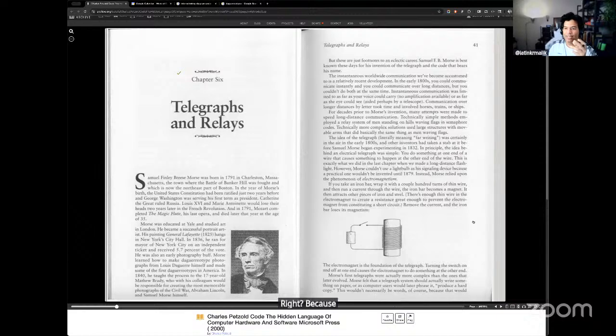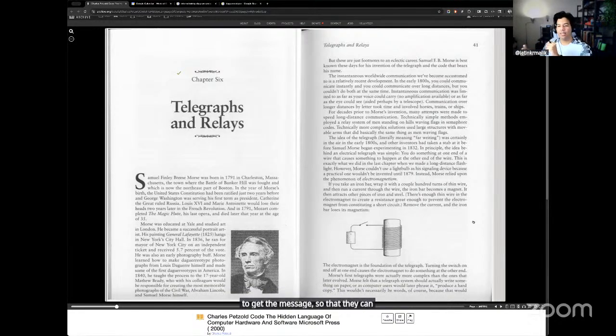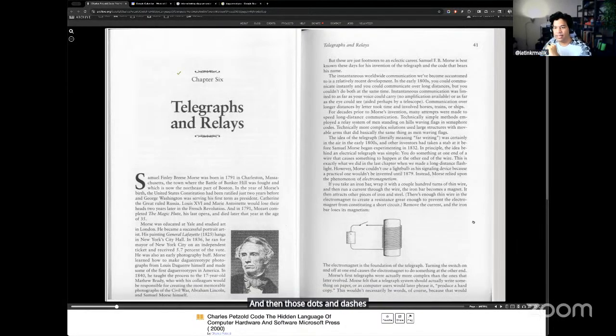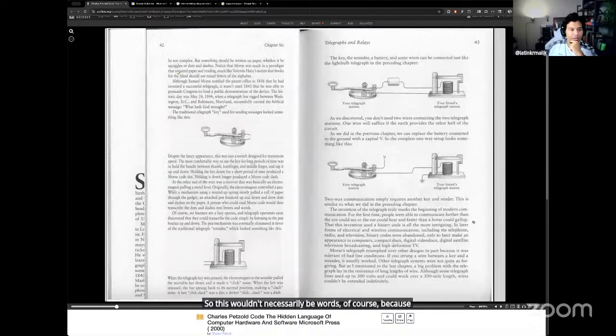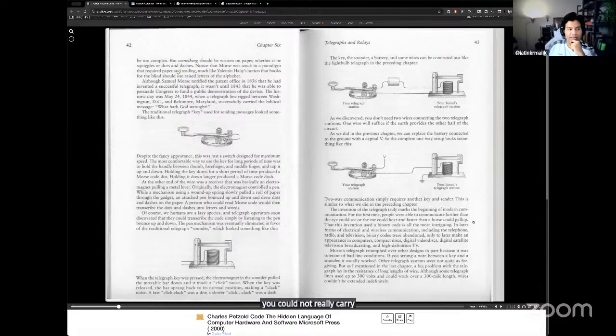Right? Because you can see one limitation with the telegraph system: someone has to be on the receiving end to get the message, so that they can look at the bulb or some action that is happening and translate it into dots and dashes, and then those dots and dashes back into our language. So this wouldn't necessarily be words, of course, because that would be too complex for that time. The signals could not really carry voice. But something should be written on paper, whether it be squiggles or dots and dashes.